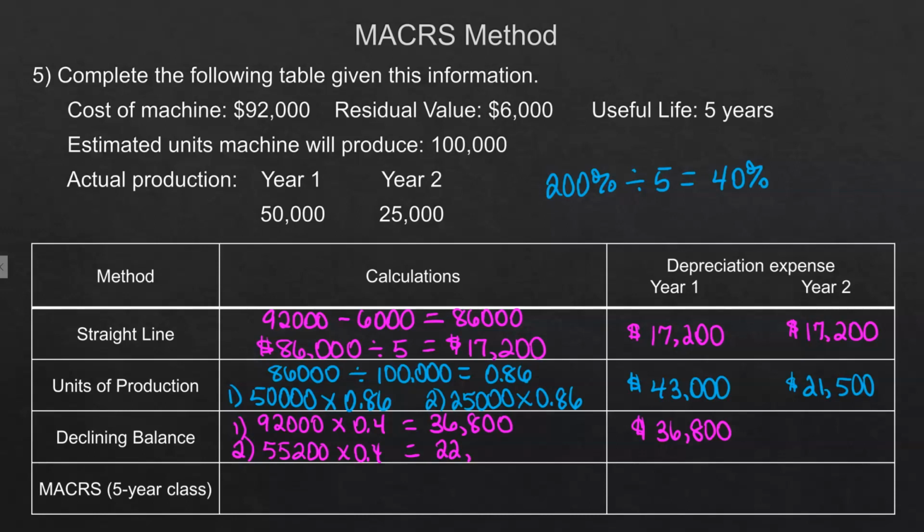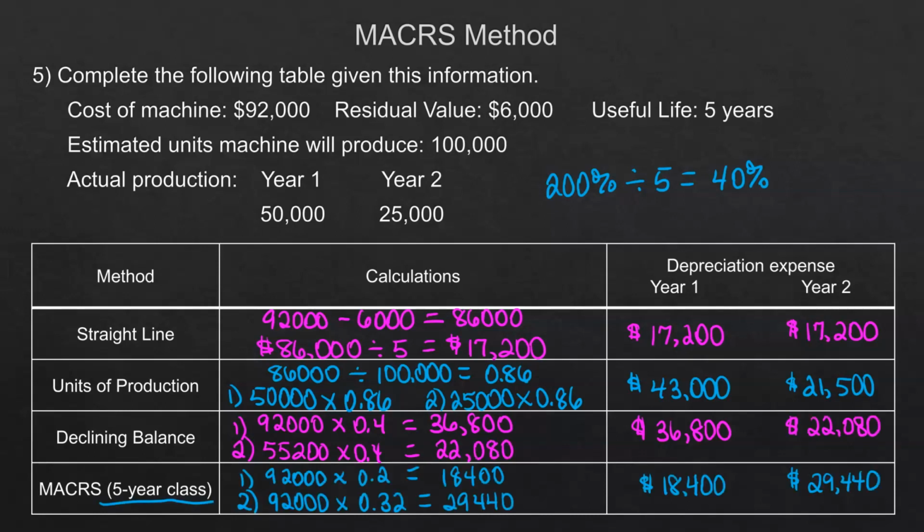I'm going to pause this and finish filling this out, and then I'll just talk about it because we're almost out of time. I finished the declining balance, and you can see the two amounts. Remember, we multiplied 92,000 and the 55,200. And then for MACRS, we multiply the full amount times our percentages from the 5-year class, 20% and 32%, to finish out over here.